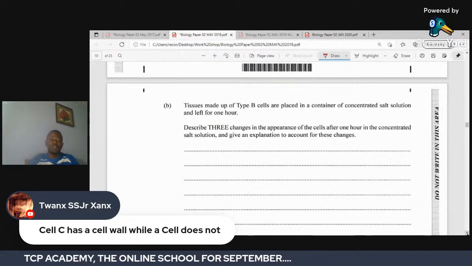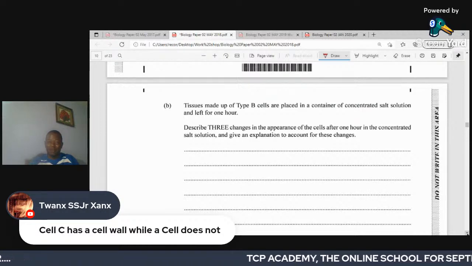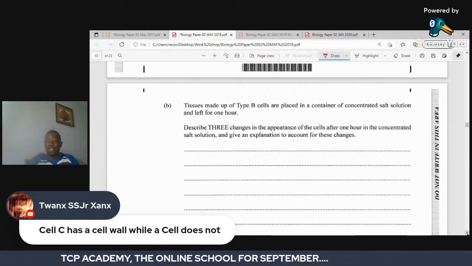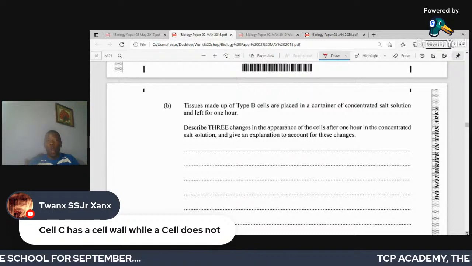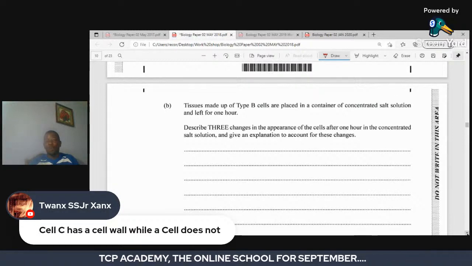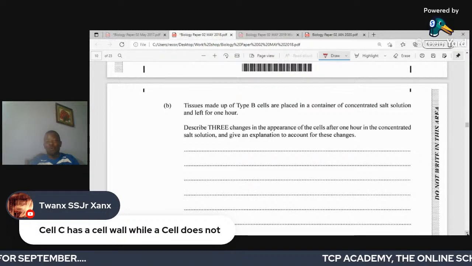Now, tissues made up of type B cell, that's type B cell above, are placed in a container of concentrated salt solution and left for 1 hour. Describe 3 changes in the appearance of the cell after 1 hour in the concentrated salt solution and give an explanation to account for these changes.